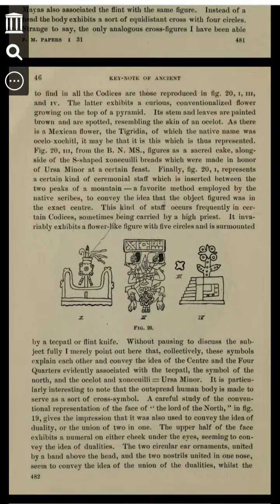It is particularly interesting to find that the outspread human body is made to serve as a sort of a cross symbol. A careful study of the conventional representation of the face of the Lord of the North in Figure 19 gives the impression that it was also used to convey the idea of duality, right? Or the union of two in one.